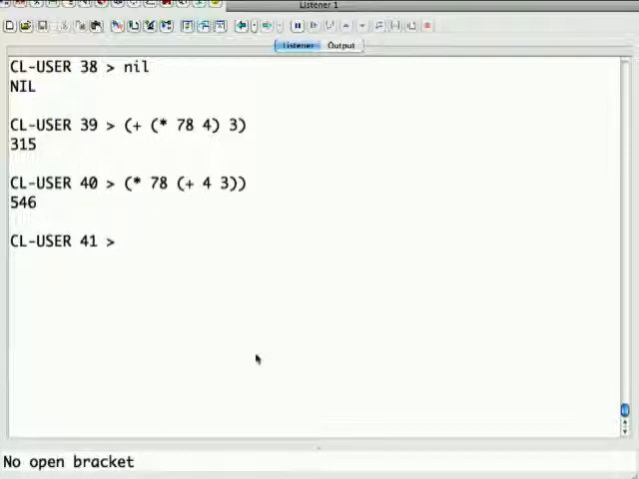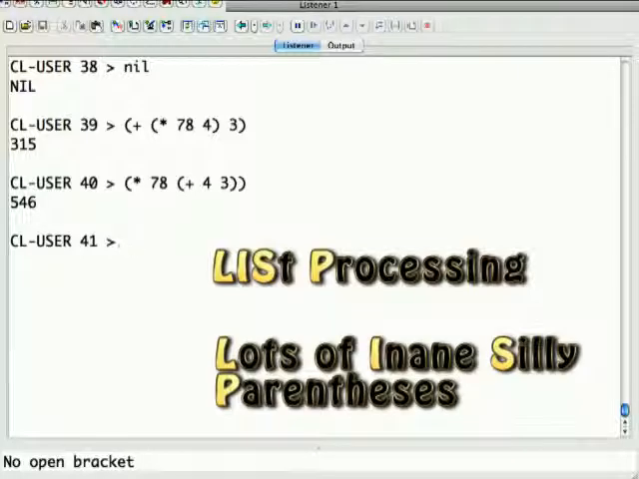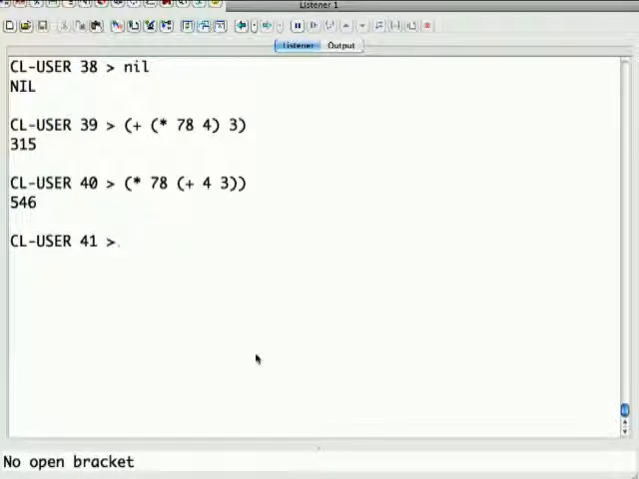I'm going to finish up for today with one more data type, which is the central data type in a way to Lisp, which is lists. Lisp stands for list processing, not, as some people say, lots of inane, silly parentheses. Although we used to have a joke at the AI lab that you could tell a keyboard that was used for Lisp because the open and close paren had been worn off on it.